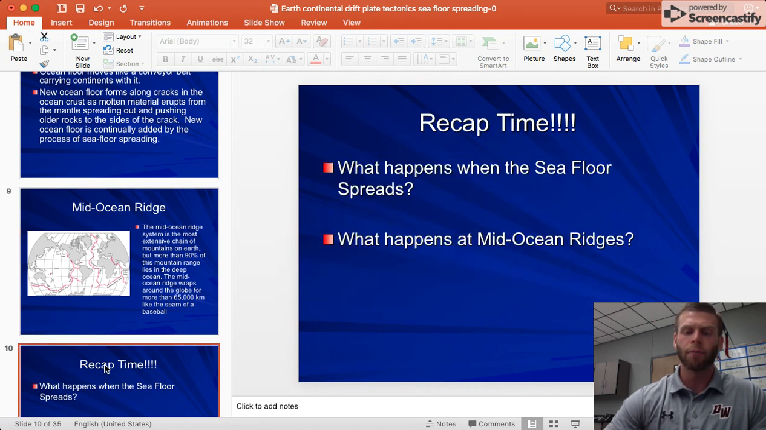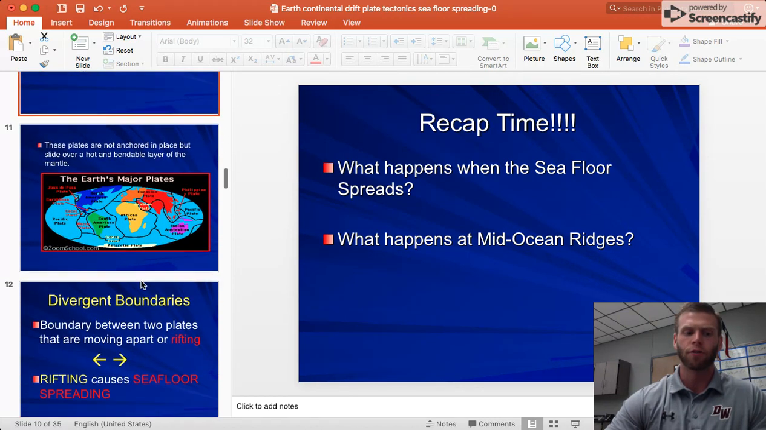Recap time number 2. What happens when the seafloor spreads? As the seafloor is spreading, what is occurring? And then what happens at a mid-ocean ridge? What is a mid-ocean ridge? You can see that from the previous slides.